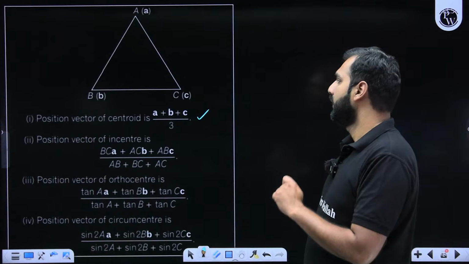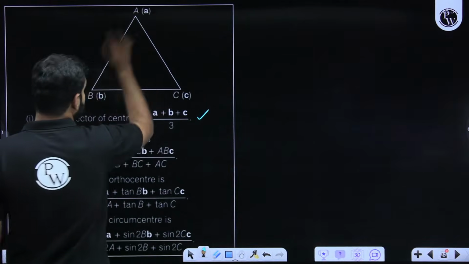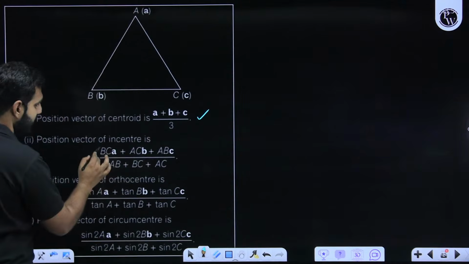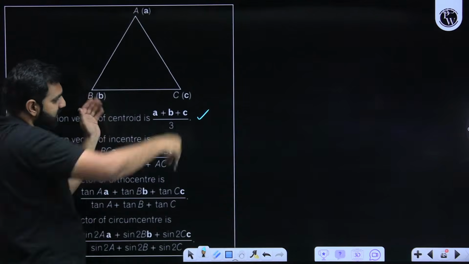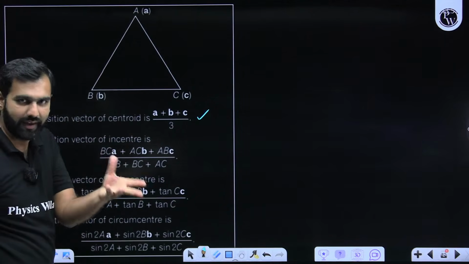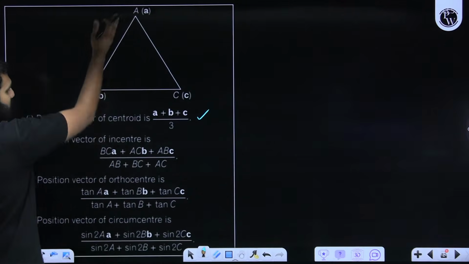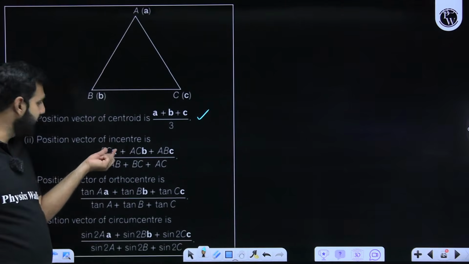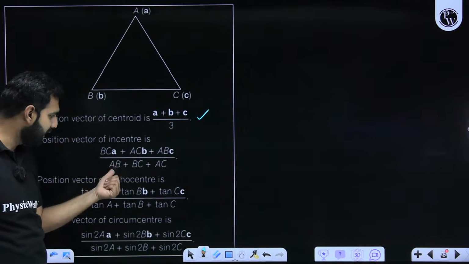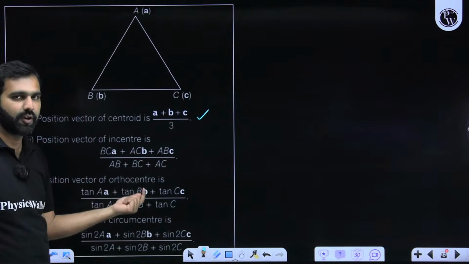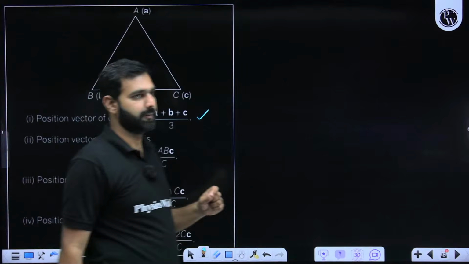But for the incenter, opposite to vertex A there is a side BC, so its length is given by BC. Opposite to vertex B there is a side AC, so its length is given by the magnitude of vector AC. And opposite to vertex C there is a side AB. So side length BC into A, side length AC into B, side length AB into C, summed and divided by AB plus BC plus CA, that is the perimeter of the triangle. That gives you the position vector of the incenter.